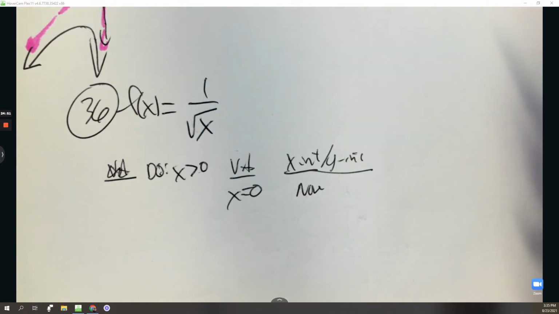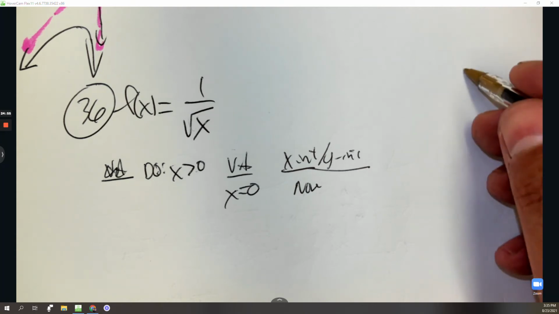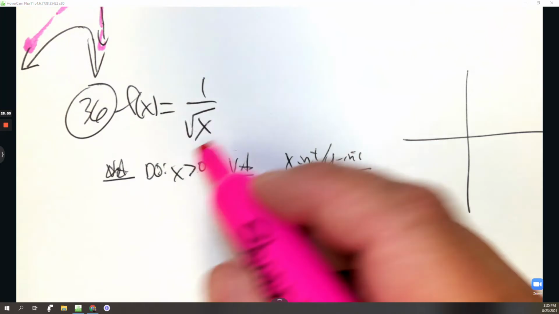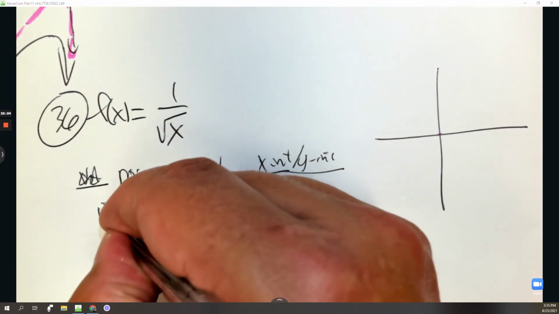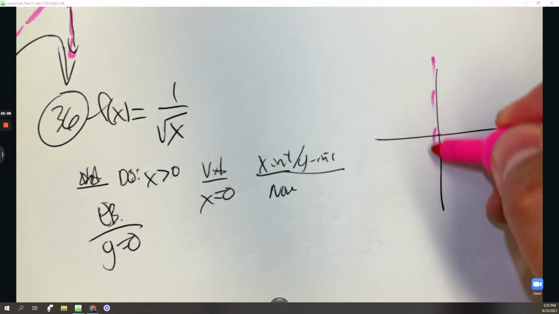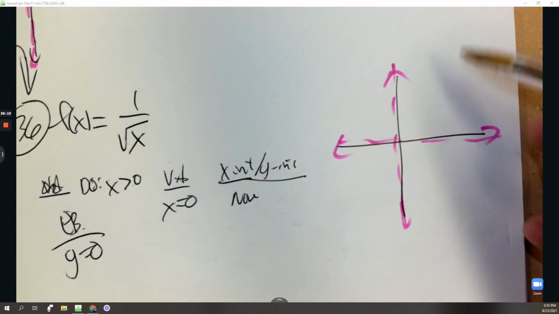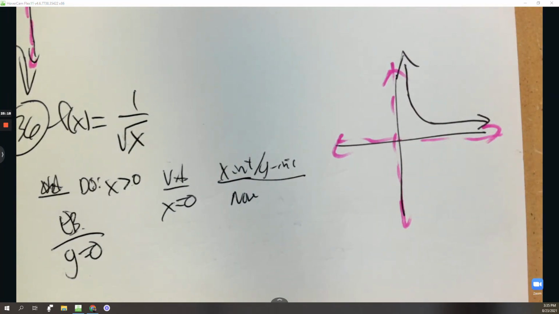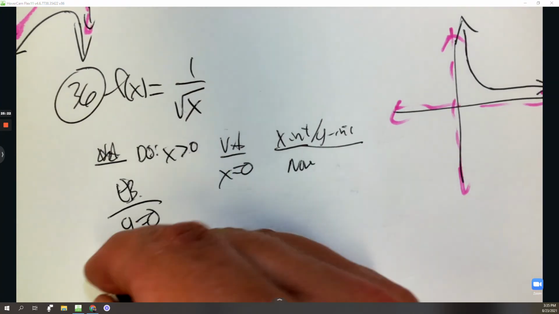If I graph this, I do need something. So the end behavior, the denominator is more powerful. So we have end behavior at 0. So we have this, and we have this, and we know what the behavior is at a vertical asymptote and the end behavior, and then we put it together. Number 37.